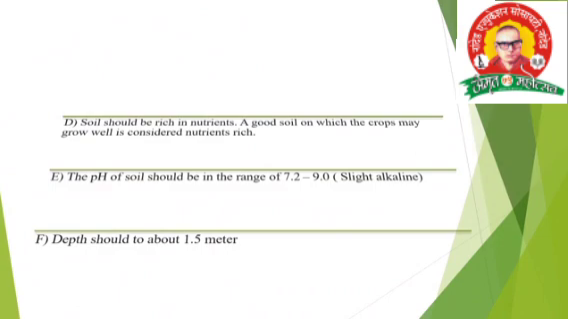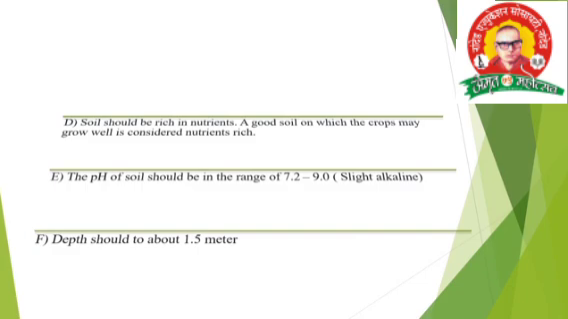Soil should be rich in nutrients. A good soil on which a crop may grow well is considered nutrient rich. The pH of soil should be in the range 7.2 to 9.0, slightly alkaline. Depth should be 1.5 meters. Fertility is not always a major consideration, because in culture practice the fish get most of their nutrition from naturally occurring organisms which are present in the soil, right?